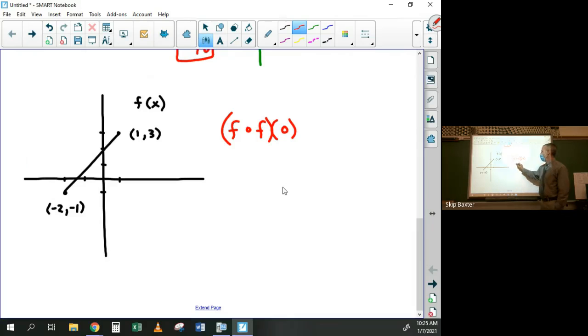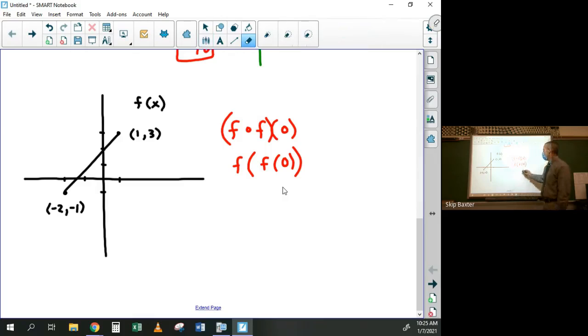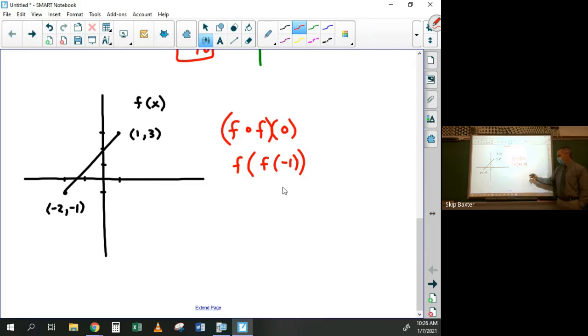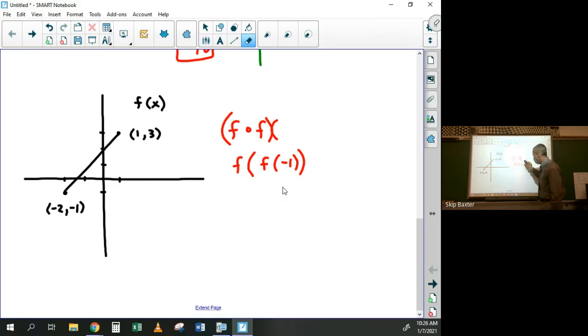Okay, this would be f of 0. And the reason why I said it's not going to be a good example is because f of 0 is not going to be a nice, even integer number. It's going to be something weird. And this is a bad example. Instead of 0, let's have it be -1. Sorry about that.